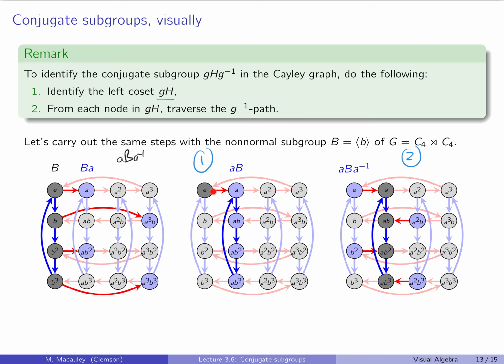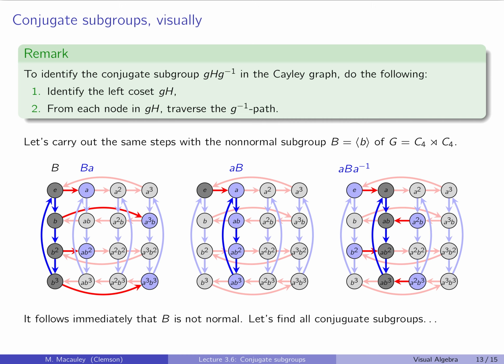So backwards red leads us here. Backwards red from here leads us over there. Backwards red from here leads us back here. And backwards red from here leads us here. And here are those 4 elements that we get. That is a subgroup. Notice this is a subgroup generated by A squared B. So starting from here, red, red, blue, red, red, blue, red, red, blue, red, red, blue. It follows immediately that B is not normal. Of course, we knew that because the left coset and the right coset are different.